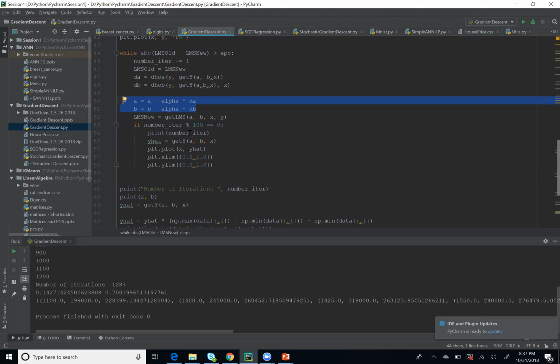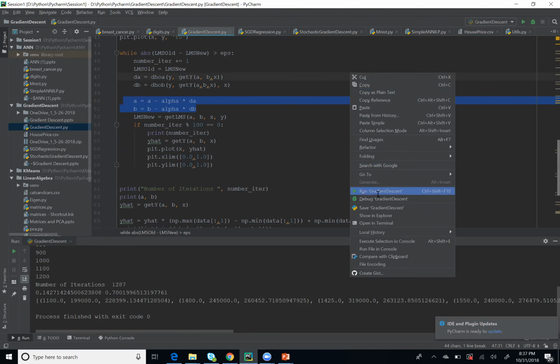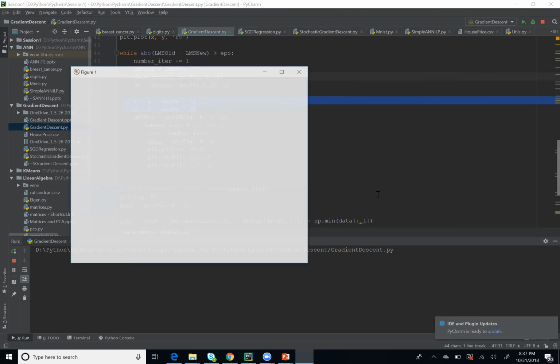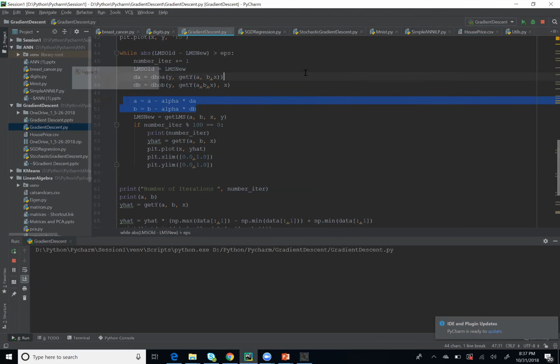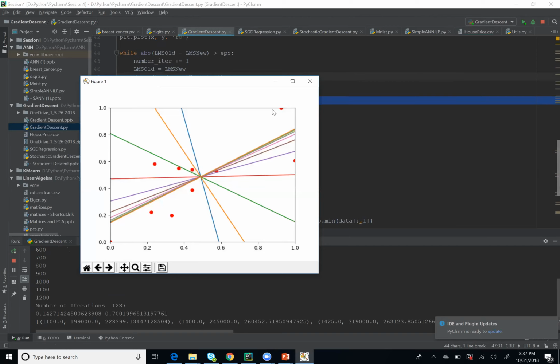But I also plot the graph for every 100 iterations. If the number of iterations mod 100 is 0, then I'll print out that iteration number, and then I will calculate what that plot is, and I'm plotting that. So if you see here, this is the original data. So for 100, 200, 300, 400, 500, 600, 700.